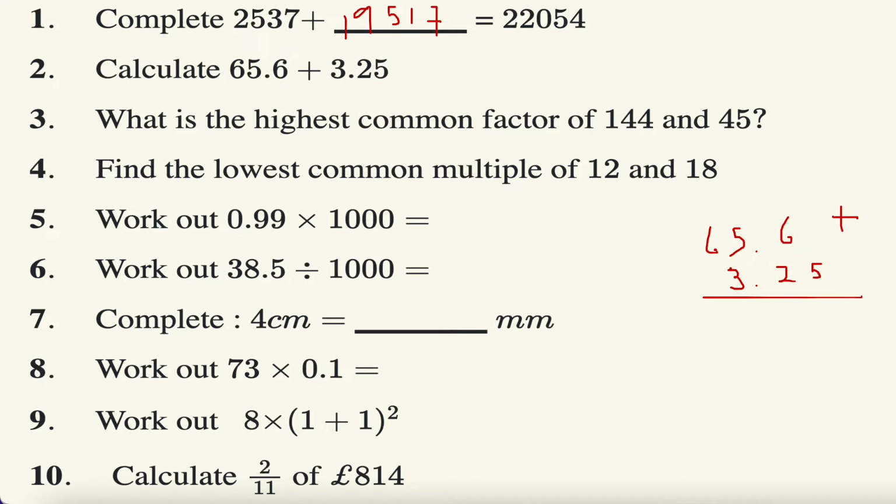0 plus 5 is 5, or nothing plus 5 is 5. 6 plus 2 is 8. Put the decimal point there. 5 plus 3 is 8, and 6 plus nothing is 6. So the answer I get is 68.85.